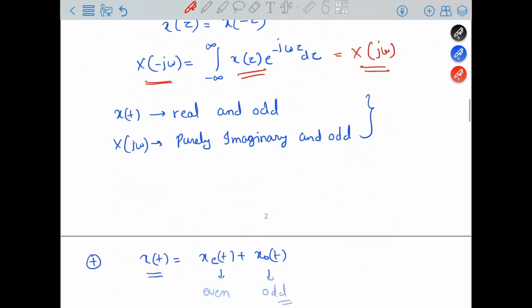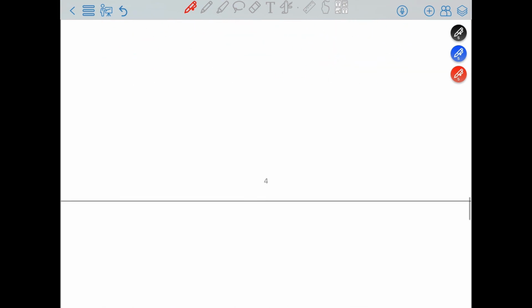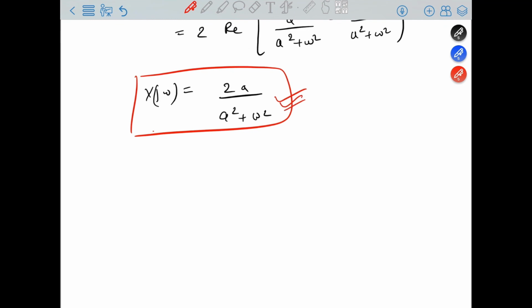So this equation and this equation are the same. In this manner we got the Fourier transform of e raised to the power a mod t using the conjugation and conjugate symmetry property.